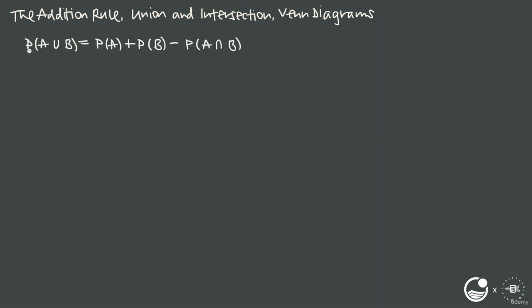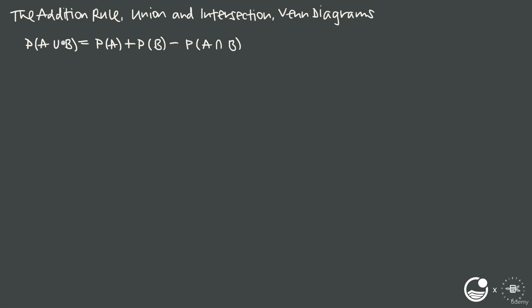So we say the probability of A or B. So this symbol right here, it's like a U-shaped symbol. We can interpret this to mean or. So this probability here is the probability that A or B occurs. Contrast that with this upside down U right here, which we interpret to mean and. So this probability is the probability of A and B both occurring.